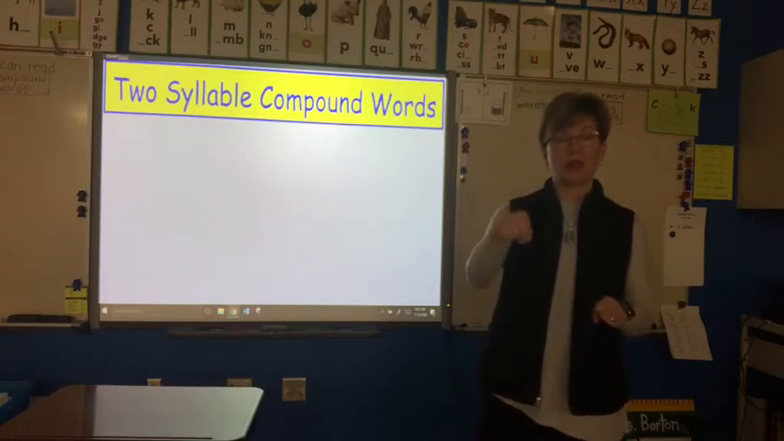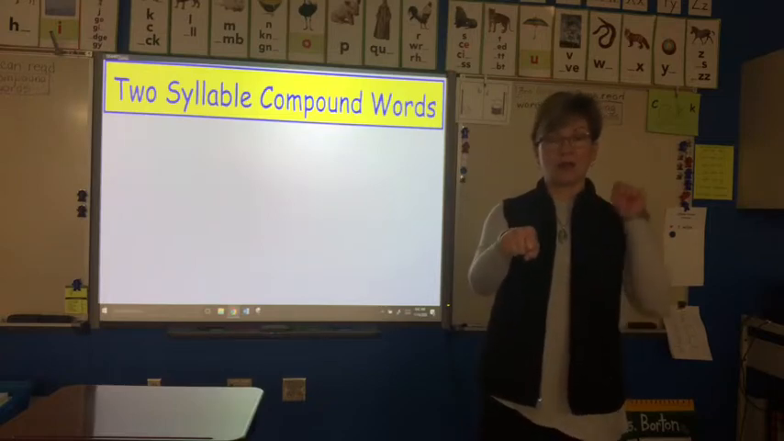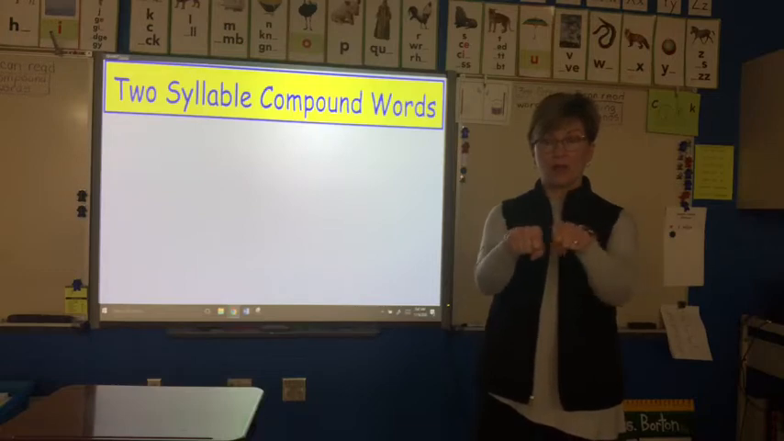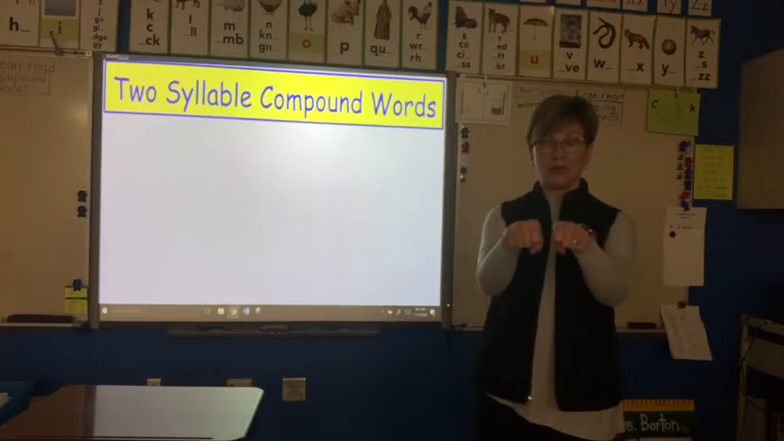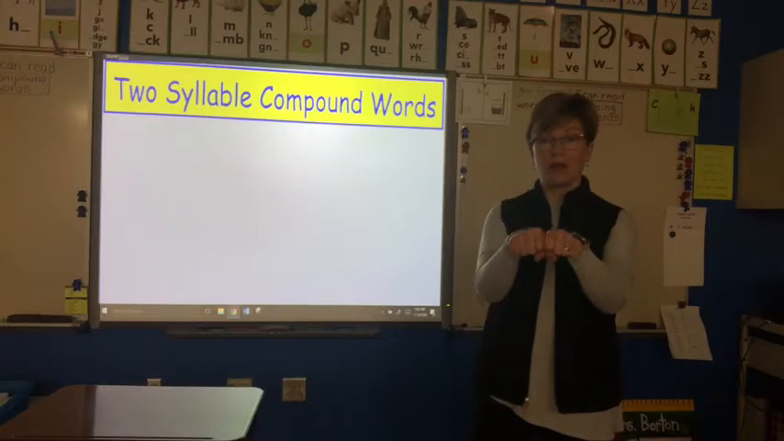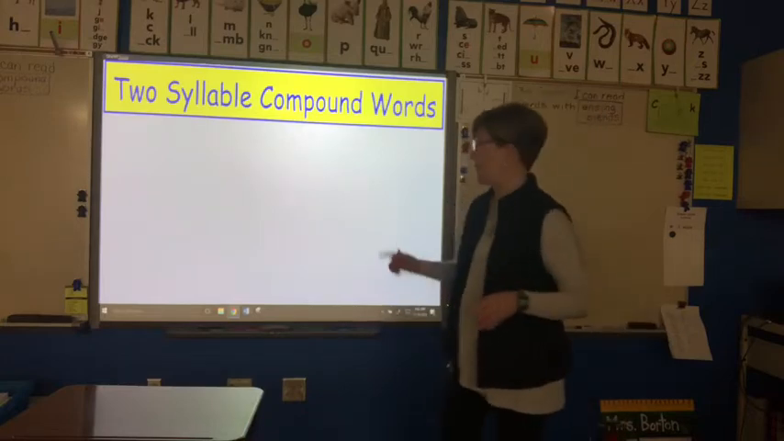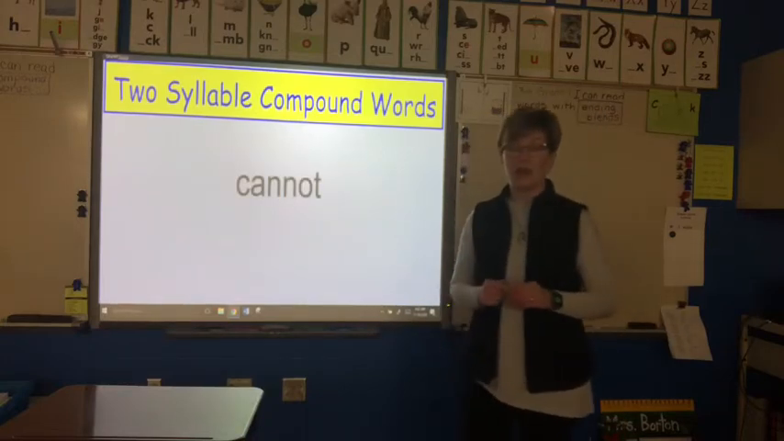Remember, we said if you had a small word and you had another small word and you put them together without any spaces all together, then that becomes a two-syllable compound word. And the cool thing about a compound word is that if you understand both the meanings of those words, you can understand the new meaning of the compound word. Let's take a look at a really simple compound word, like the word cannot.